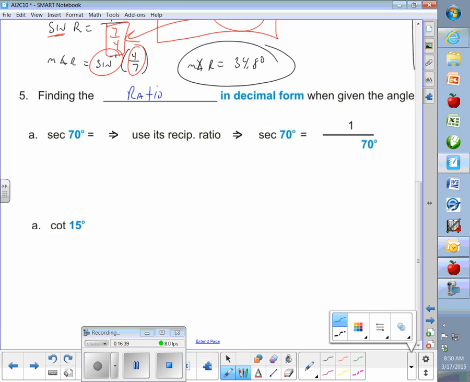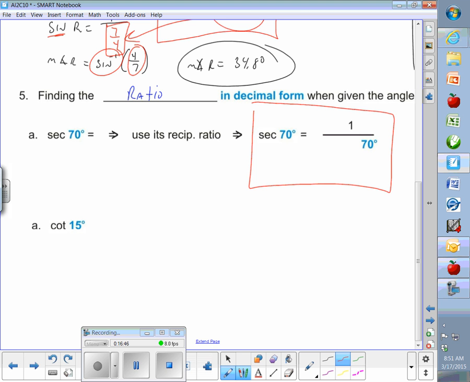All right, and so then it becomes a simple situation. We're still going to have the reciprocal ratio, but look at the difference. In this one, we keep what we're looking for as the main part. And we use it this way. The secant of 70 is 1 over the sine of 70. And that can be punched into a calculator. Punch this into your calculator. That's the answer.